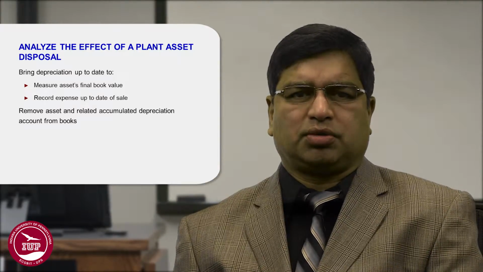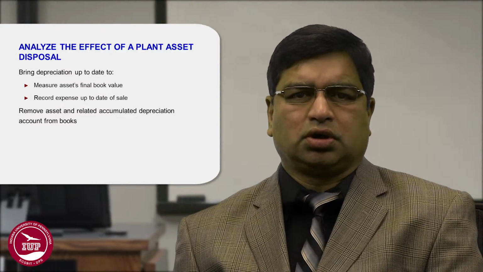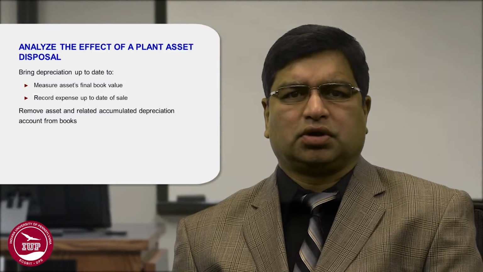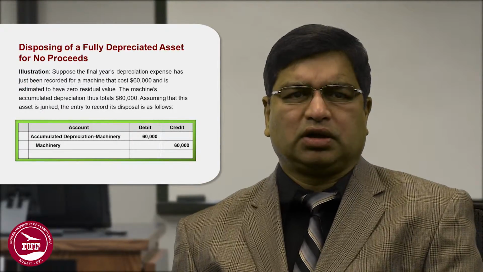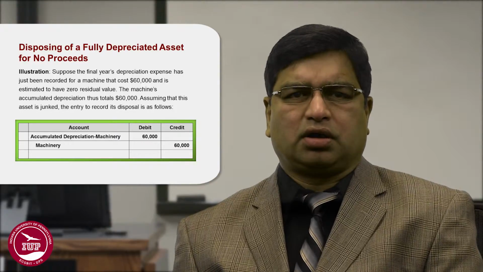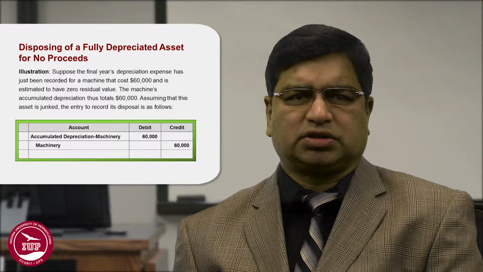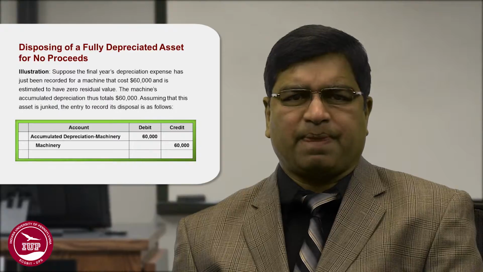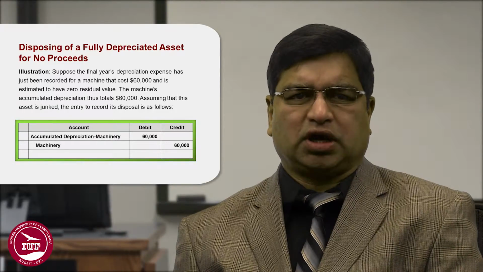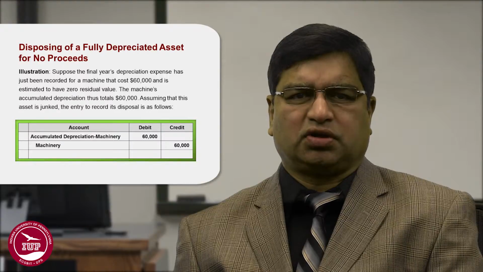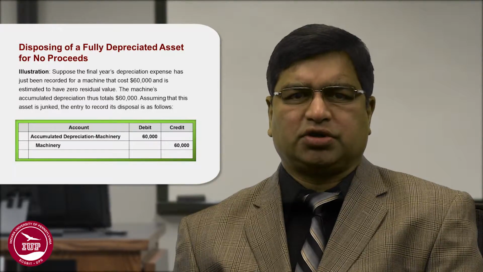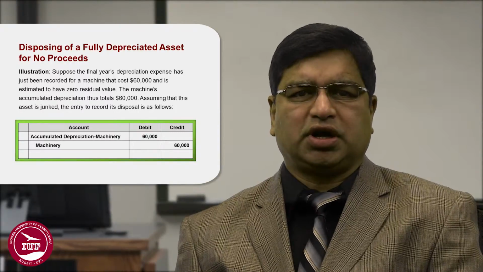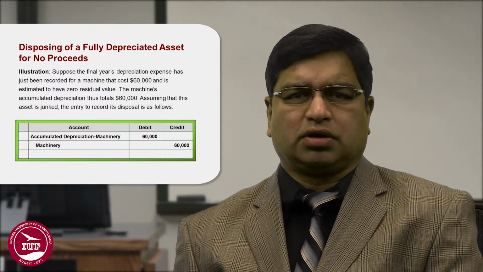We also record the depreciation expense up to the date of sale of the book. We also estimate the final book value for sale. Let's take an example where you've got a fully depreciated asset and you are just disposing of it. So you've got a machine that costs $60,000 with an estimated zero residual value. The machine's accumulated depreciation totals $60,000. So your cost of the asset and your accumulated depreciation are the same.